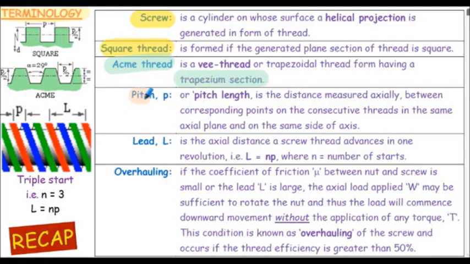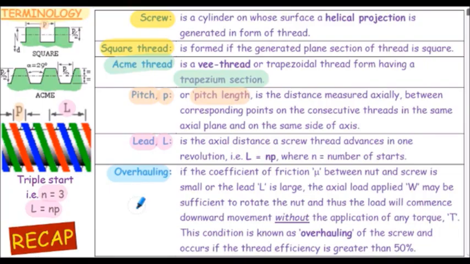We define pitch, p, again here, sometimes referred to as pitch length, lowercase p for pitch, shown in these diagrams here. Also define the lead, symbol capital L, shown here in our diagram. This is a diagram of a 3-start thread. So lowercase n is equal to 3 here, and the lead is equal to the number of starts multiplied by the pitch. Also stated is a definition of overhauling. This is something we'll be reviewing later in the presentation.